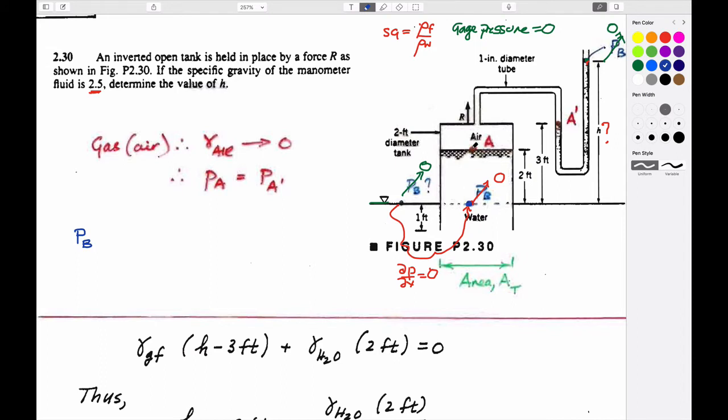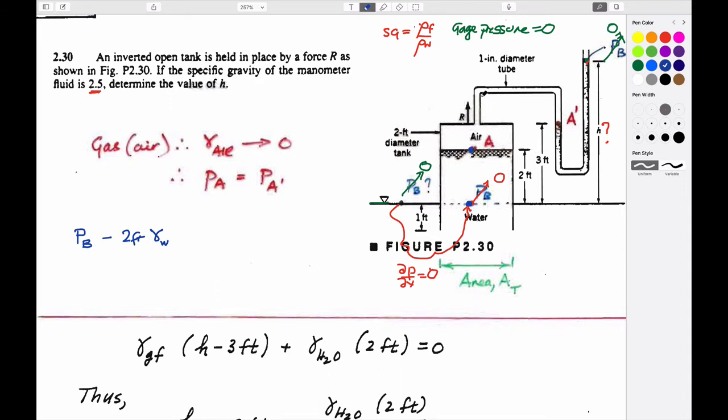And we're going to go to this point here. We're going up in a fluid. We subtract minus 2 feet times the unit weight of water. I'm guessing this is water, right? So that gets us to this point here.